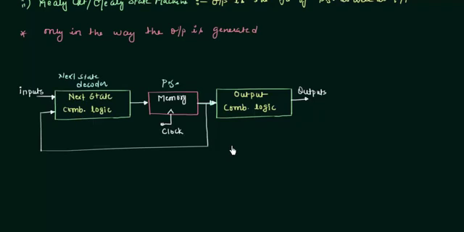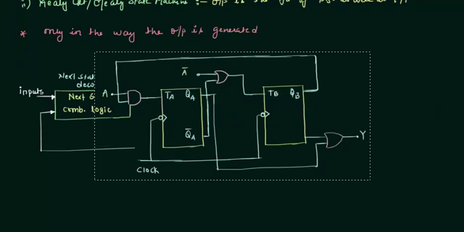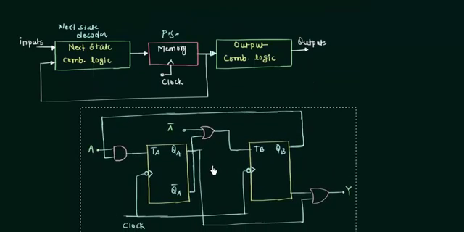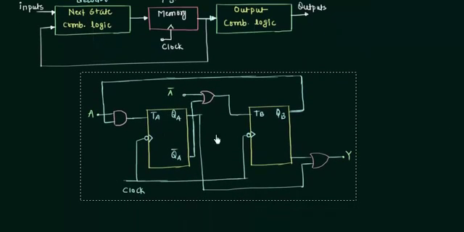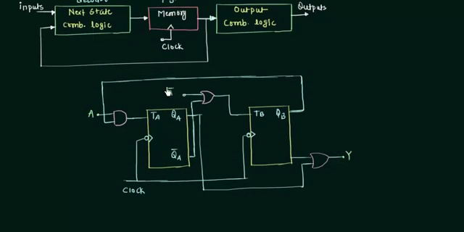Now I will show you one example in which we will try to find out whether it is a Moore circuit or a Mealy circuit. So I will paste it down. This is the example in which I have used T flip-flops and some gates. So let's try to find out what is the next state combinational logic in this sequential circuit, and what is the output combinational logic. So let's try to find that first.